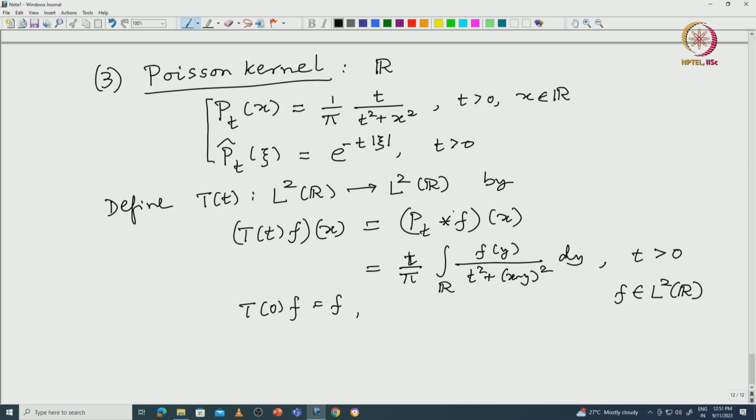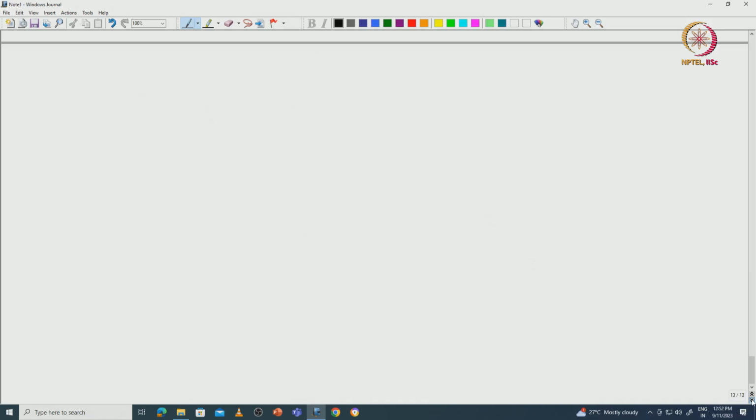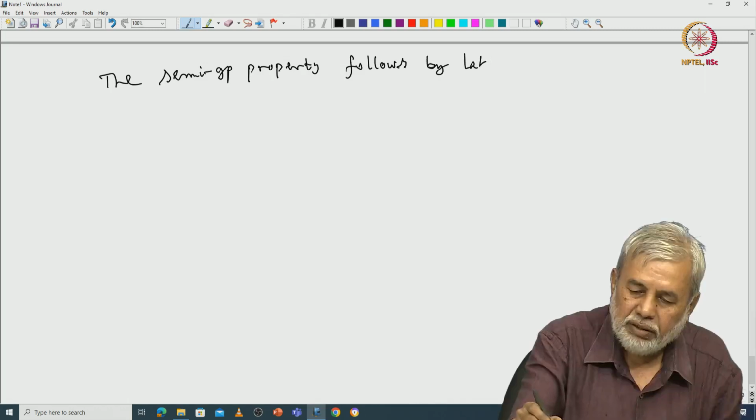Even this semigroup property is not immediately clear, but since it is a convolution, we can use the Fourier transform to see that. The semigroup property, which is not immediate, follows by taking the Fourier transform.